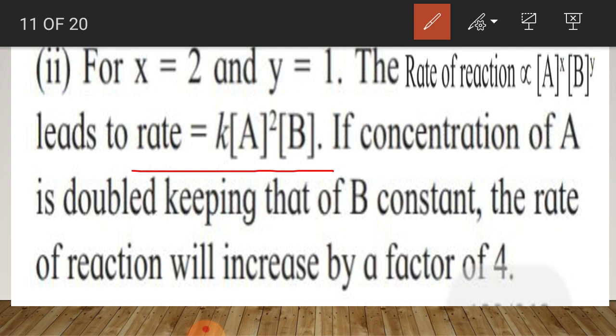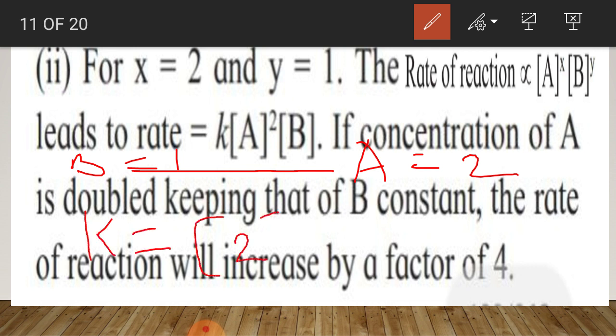How? Suppose for B we are taking 1, for A we are taking 2. So we are writing K times, for A, 2 raised to 2, and for B, 1. So the rate increases. For B it is 1. For A it is 2 raised to 2. It will change to 4. What is 2 raised to 2? It is 4. So the rate of a reaction will increase by a factor of 4.